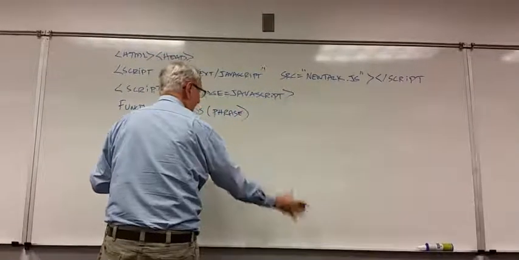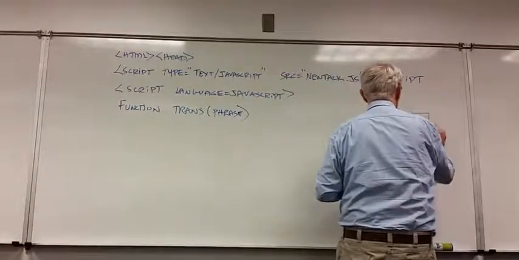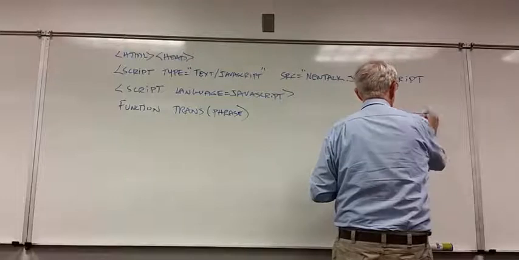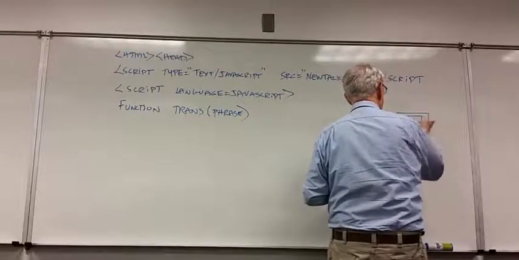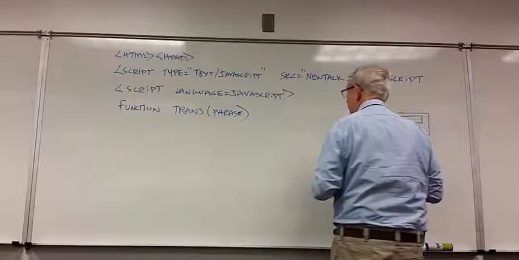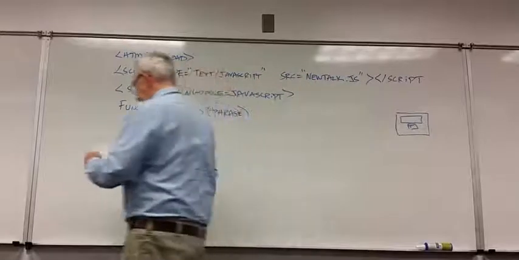This phrase is coming from down below. So we have something like this: a screen, with a place to type in stuff, and then a button that says translate. So basically I press that button, it goes up to this function, and it goes to Google and translates it for us.